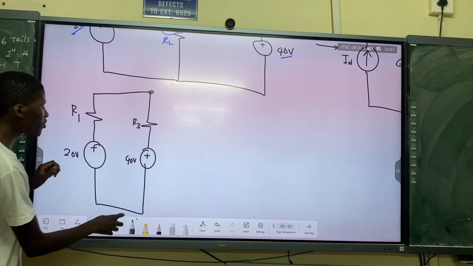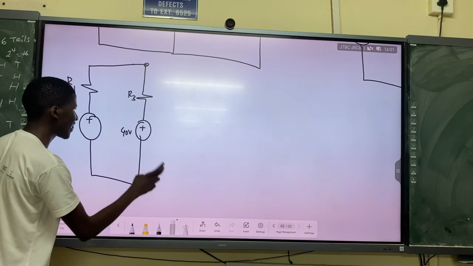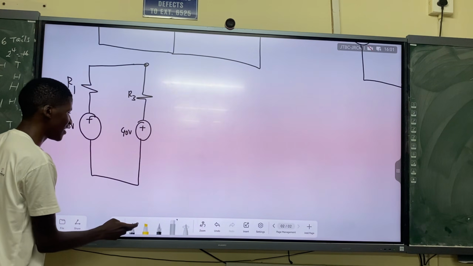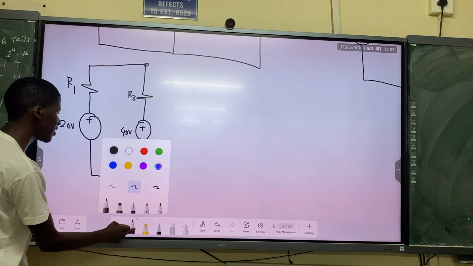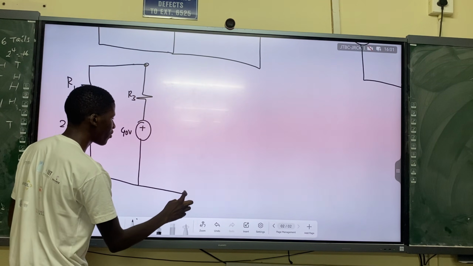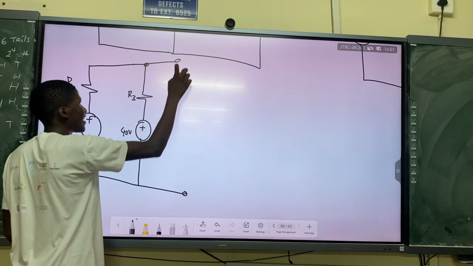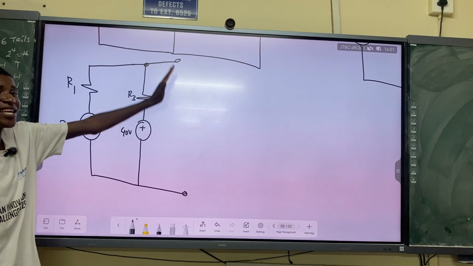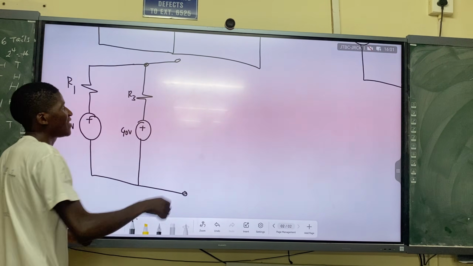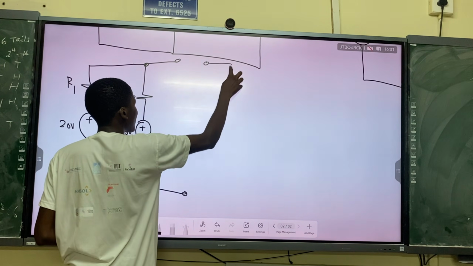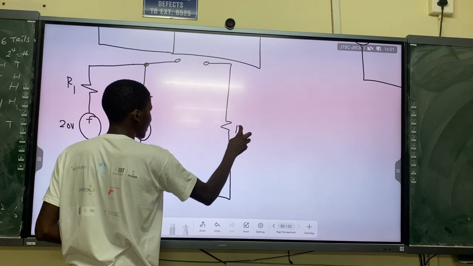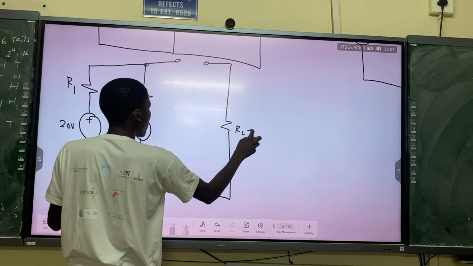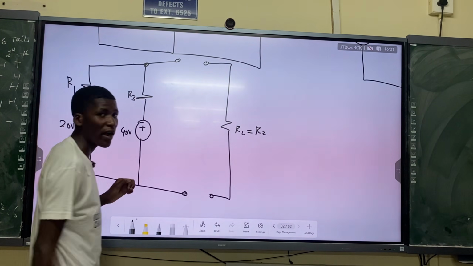We are still going to do the same thing. We are still going to short circuit this, and we are still going to open the circuit as well, just as we did with Thevenin's. So we're going to open the circuit here, meaning we don't put any conductor in between. And the load resistor on the other side, this is my load resistor. In this case, the load resistor is R2.